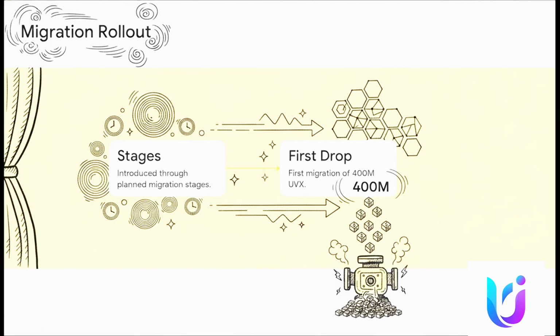But here's the crucial detail on how this engine actually turns on. Just like any highly anticipated theatrical release, it rolls out gradually through planned migration stages, starting with a highly calculated first drop of exactly 400 million UVX. This gradual introduction makes sure the ecosystem isn't completely overwhelmed, letting those utility mechanics spool up nice and smoothly.